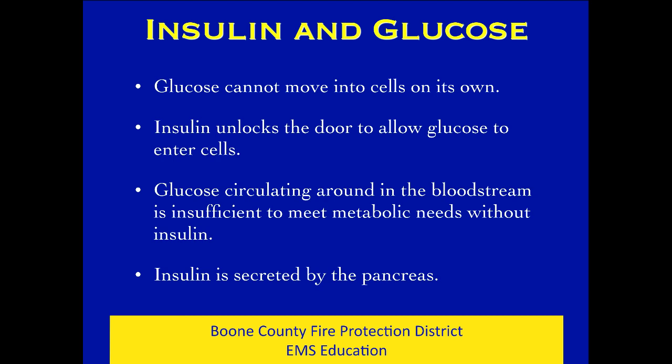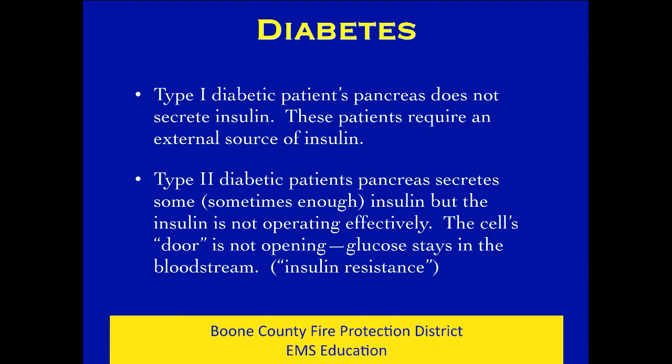So insulin is secreted by the pancreas. Diabetics take insulin externally. That's artificially produced. But if you're non-diabetic, and even if you're a type 2 diabetic, your pancreas is where insulin comes from. So let's talk about type 1 and type 2s. Type 1 patients' pancreas has stopped working. It is not secreting insulin, so they must have an external source.